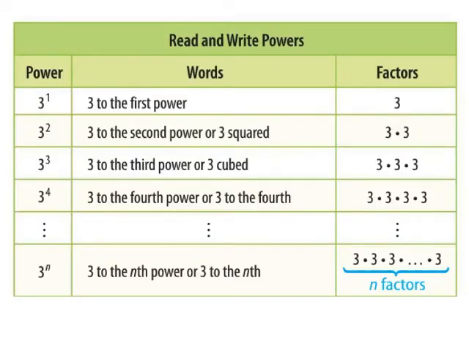So if we look at this chart, we have 3 to the 1st power. That just means it's just 3. Okay? 3 to the 2nd power is 3 times 3. Notice that's not 3 times 2, it's 3 to the 2nd power, which means 3 times itself. Or we could also say 3 squared. Then you have 3 to the 3rd power, or 3 cubed, which means 3 times 3 times 3. 3 to the 4th power, which is 3 times itself 4 times, and so on.